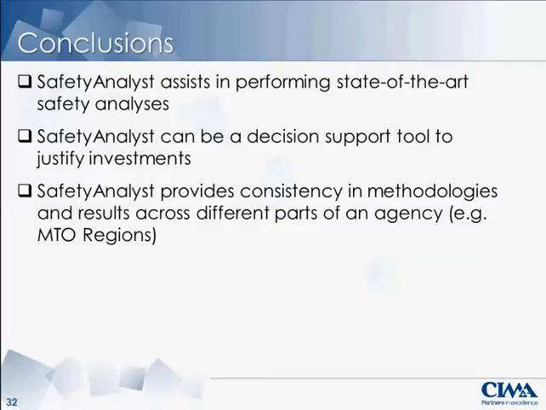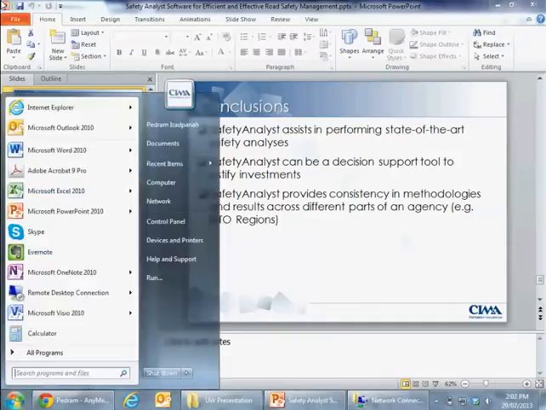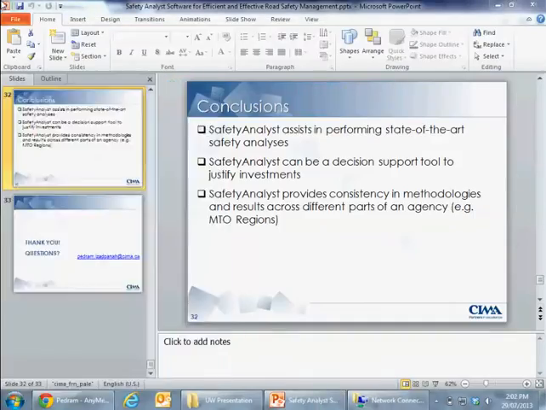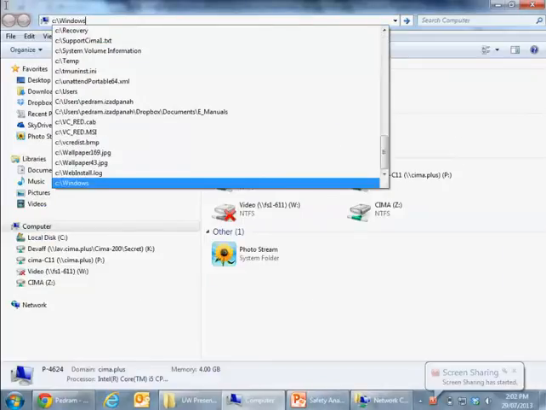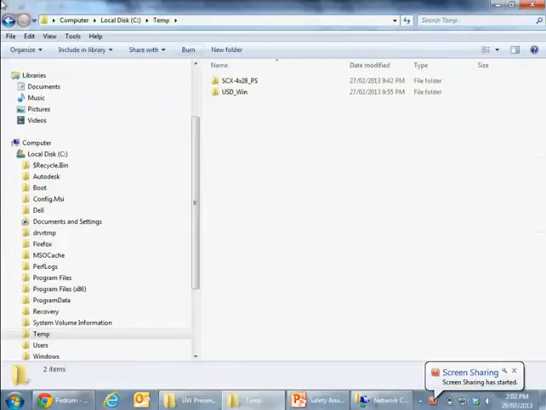There are different outputs based on the different modules that you run. Safety Analyst is able to provide you with different formats of reports. One is PDF, and then the others are HTML and CSV. Let me show you one quick example of reports. I should have one here.